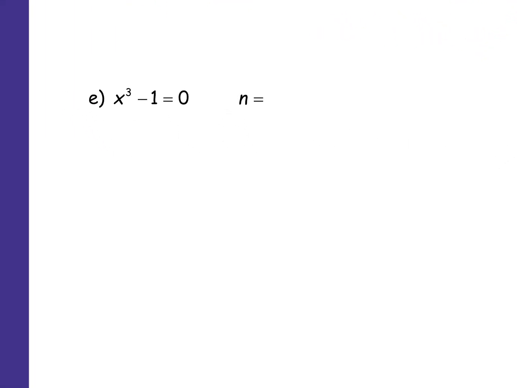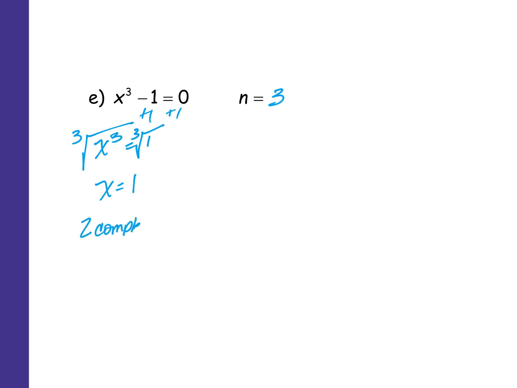This one, my n is pretty easy. It's just 3, right? So then I have x cubed equals 1, because I add 1 to both sides. So I cube root it. And the cube root of 1 is 1. Now, I'm supposed to have 3 answers, right? But I only have 1. That's because 2 of my answers are complex, and we don't know what they are.